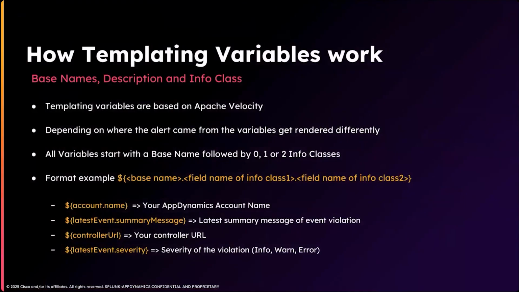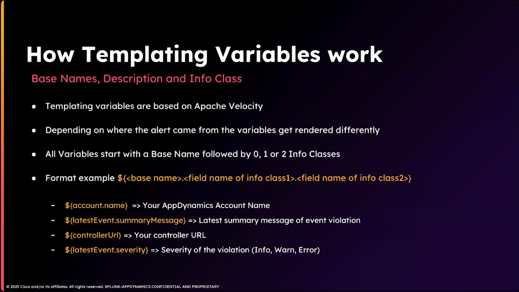Templating variables are based on Apache Velocity, as I said on the last slide. Depending on where you are in the product, the variables will get rendered very differently. If you're on the database side of the product, it's going to be more oriented towards database alerts and database messages. If you're in the APM part of the product, it's going to be more oriented towards an application view. If you're in the infrastructure server view, it'll be oriented towards that. All variables start with a base name followed by zero, one, or two info classes.